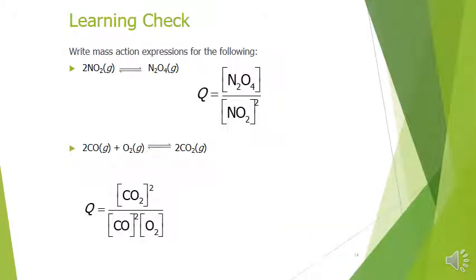Okay, write the mass action expression for the following. This means Q, the reaction quotient. So write the reaction quotient for this expression. Okay, here you go. Now do it for this reaction. You'll see it looks just like the equilibrium constant, but Q is a general statement for any time, even at non-equilibrium.